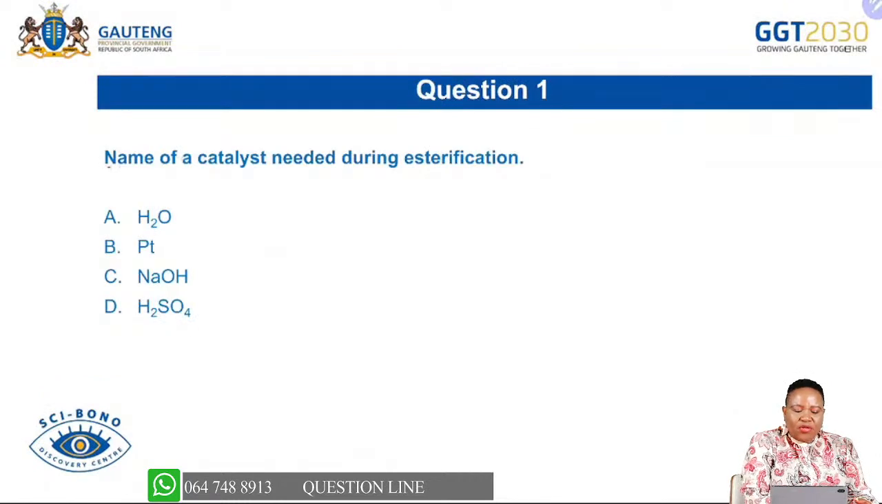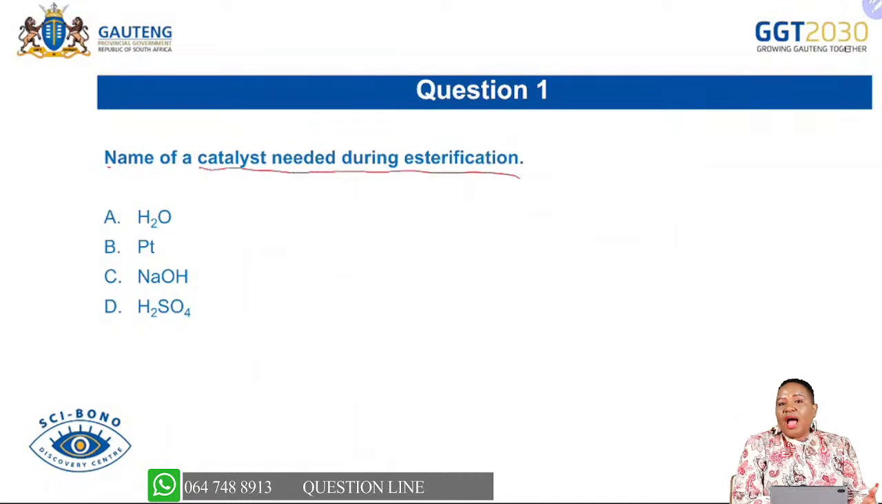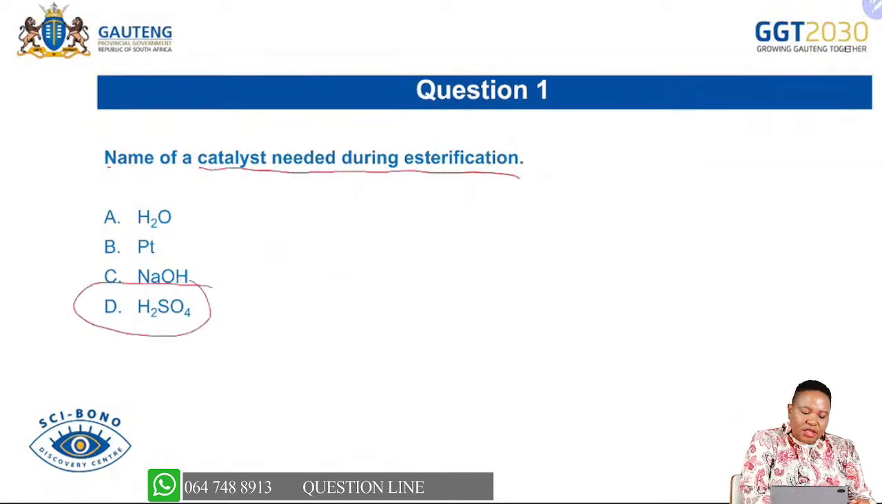Now they say name of the catalyst needed for esterification. I already discussed the catalyst for you, which is sulfuric acid. Remember, the condition is that it must be concentrated.